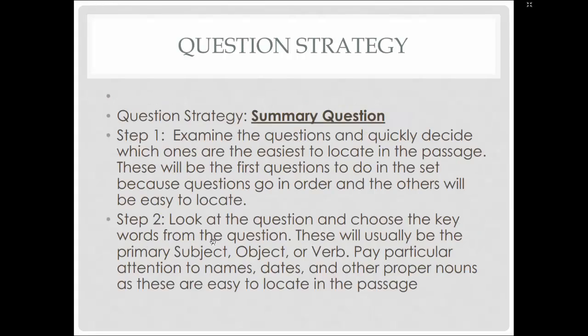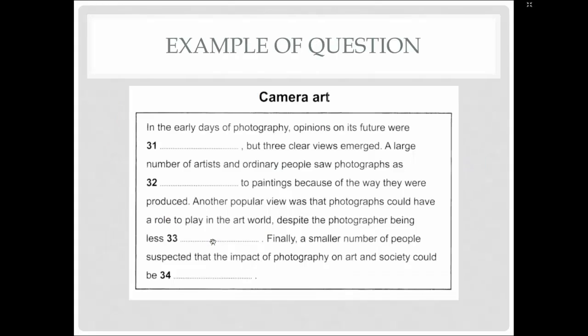In terms of strategy, when you're looking at a summary question like this, you want to look at these 4 questions and try to decide which ones have information that is easier to do first, because you don't have to go in order from 31 to 34. You sometimes want to pick out the ones that are easier first. Number 31 actually doesn't look too bad because it's talking about the early days of photography, which might be easier to find, but it also talks about 3 clear views.